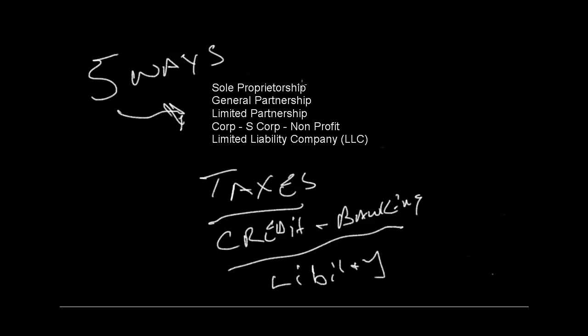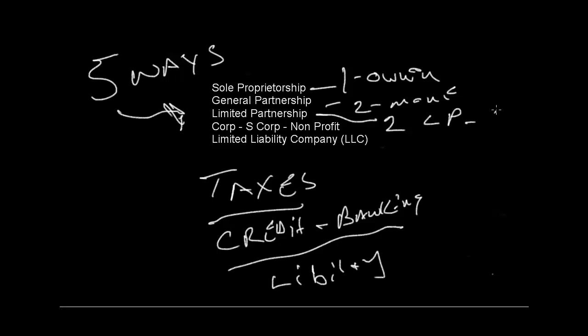Let's very quickly talk about the sole proprietorship. A sole proprietorship is 1 owner. A general partnership is 2 or more. A limited partnership is 2 or more, but you have a limited partner and a general partner. Then you have a corporation, whether you're talking about an S Corp, which is a tax status. When you hear subchapter S status, that's what an S Corp is. You also see a nonprofit here, which usually deals with charity.